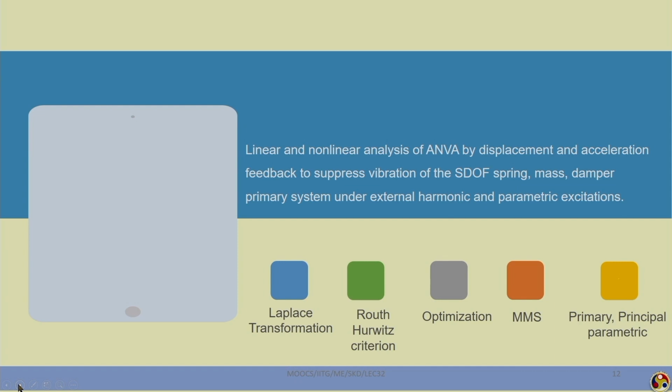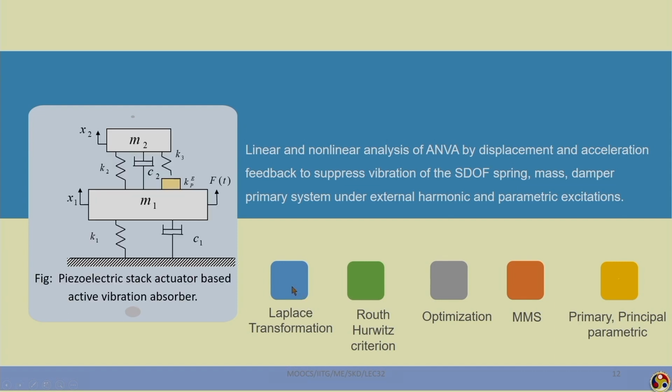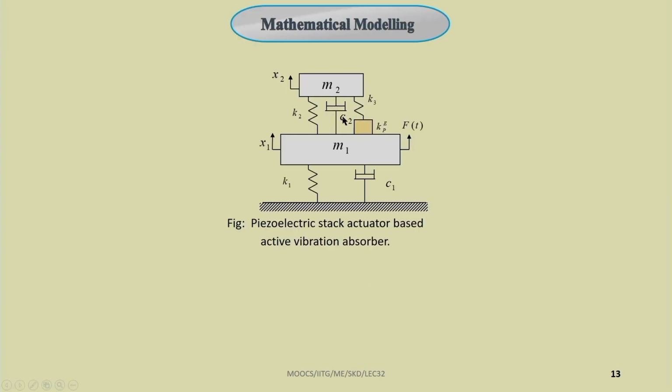Initially we derived the equation of motion of the system and then applied the Laplace transform to write down the characteristic equation. This is the system we have taken. Here the primary system has mass m1, and the secondary system has mass m2. The primary system is supported by a spring of stiffness k1 and damper c1, and the primary is connected to the secondary by a spring k2, damper c2 and a piezoelectric stack actuator with stiffness kpe. It is also connected to mass 2 by another spring k3.